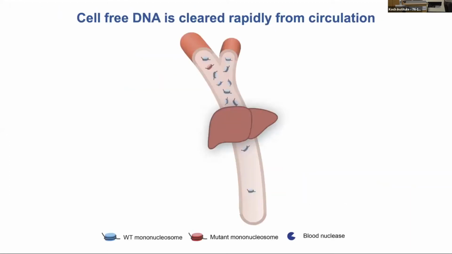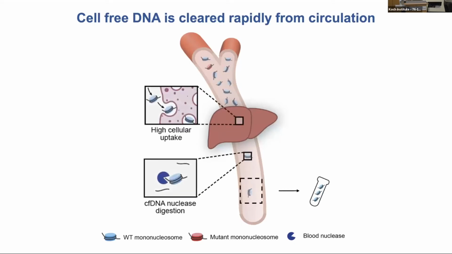So we turned to biology to try to understand why cell-free DNA levels were so low. And what we learned from reported literature is that billions of cells are dying in our body every day, and they're shedding their material into circulation. However, the bottleneck is that it's very rapidly cleared from circulation. And there's really two major mechanisms for ctDNA clearance. The first one is cellular uptake, and the second one is nuclease digestion.